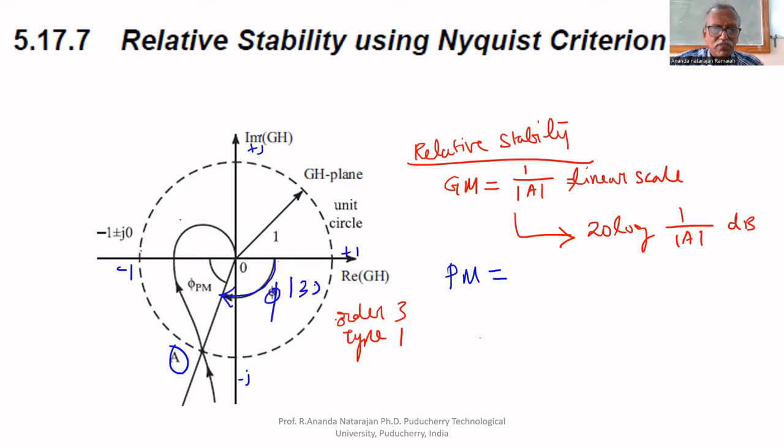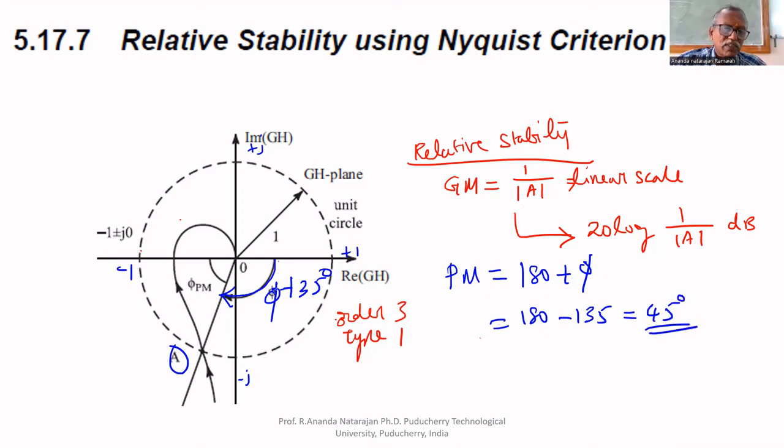Suppose say this is minus 135 degree. Therefore, phase margin equal to 180 plus phi, that is equal to 180 minus 135, 45. Therefore, the phase margin is 45. The meaning is, if you increase the phase angle further from minus 135 to minus 180, the system becomes on the verge of instability. That is phase margin.